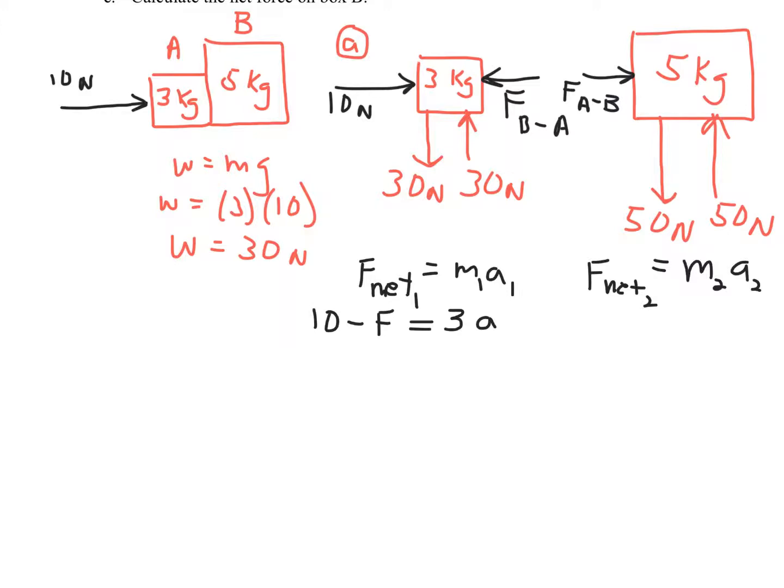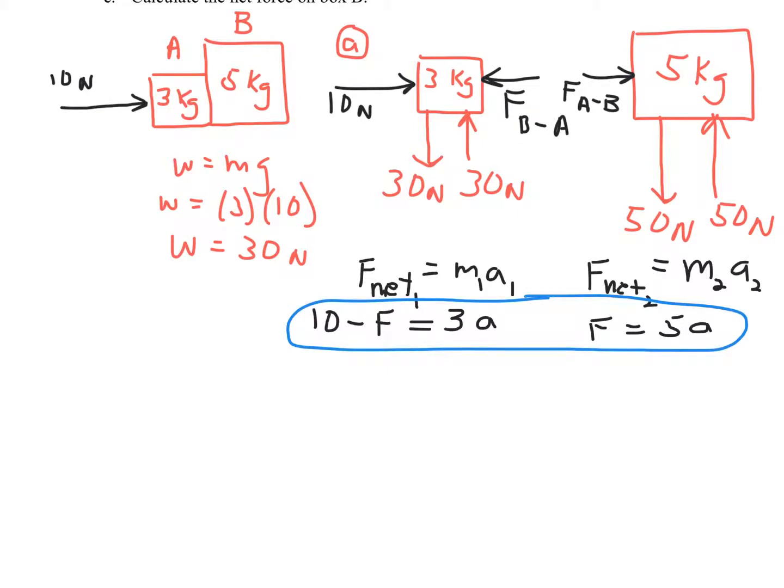They are moving as a system, so I have 10 minus F equals 3 times A for the little box. For the big box, there's only one force, there's no friction, so the net force is just F equals 5 times A. Well, we have a system here now. We have these two equations that have an F and an A. So I'm just going to use substitution. I'm going to substitute the 5A in for the F over here.